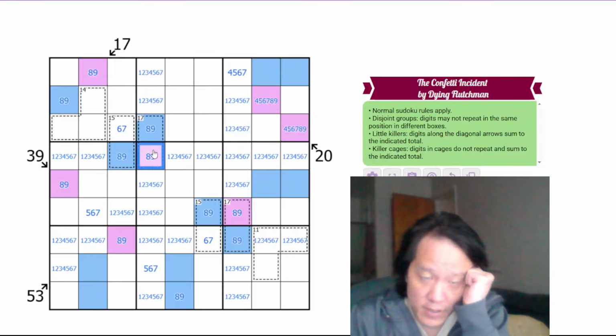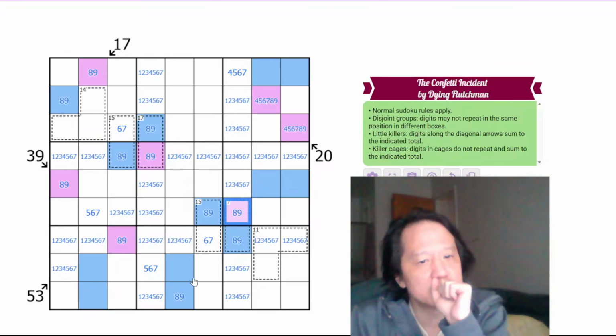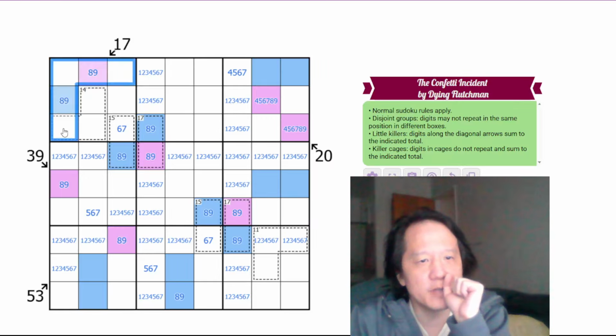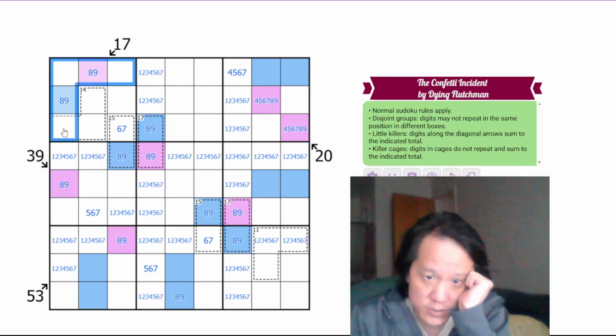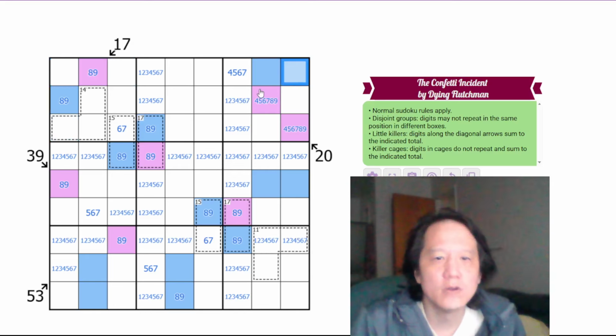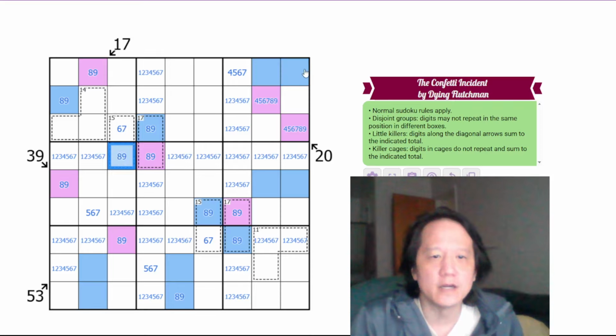We have one in the upper left corner, one in the upper central, one in the lower left central, one in lower central, one in the upper right. So we have the pink 8, 9 in all of these positions. This can't be the blue 8, 9 because we already have a blue 8, 9 in that position.